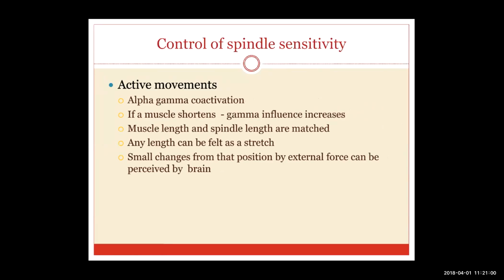During an active movement, whenever the alpha motor neuron sends impulses, it also concomitantly sends impulses to the gamma motor neuron.